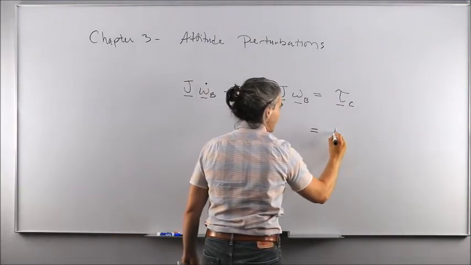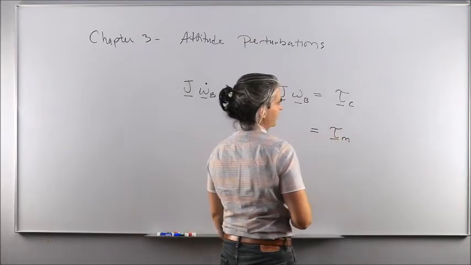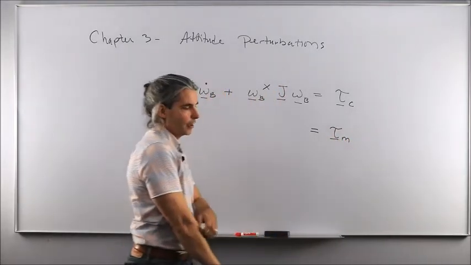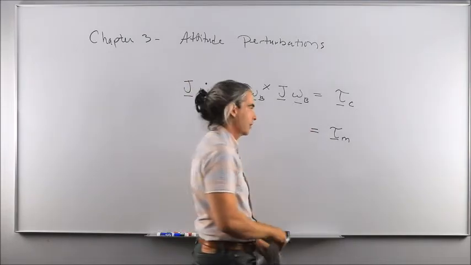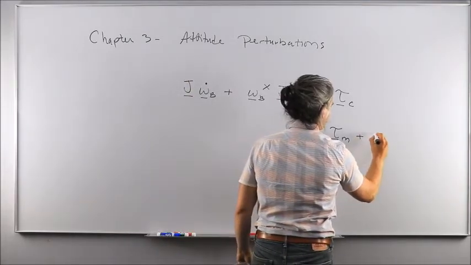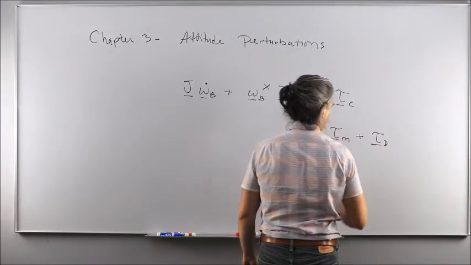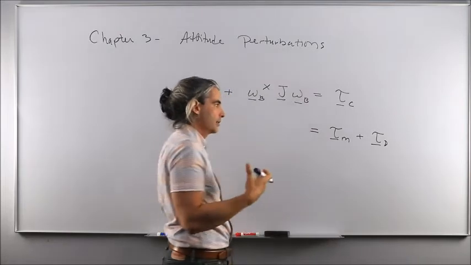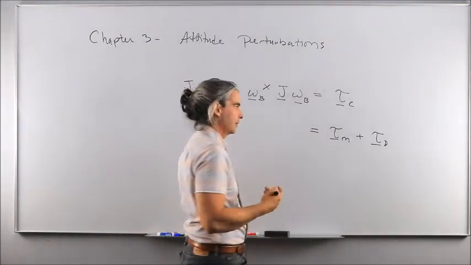Specifically, we're going to look at the magnetic torque, okay, in a body fixed reference frame created by the interaction of the spacecraft and the magnetic field of the Earth. We're going to look at the drag torque or the aerodynamic torque created by the fact that the spacecraft travels through a non-zero density atmosphere.